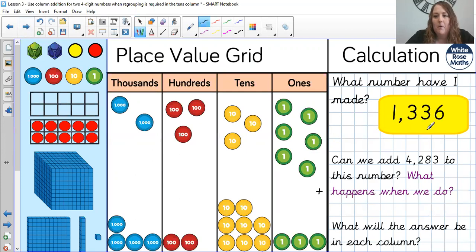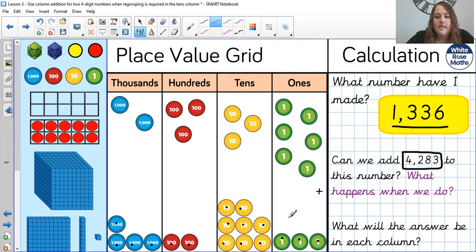Okay, so from our number 1,336, we are going to be adding 4,283 today. So let's just check I've got those in the right place. My thousands in the thousands, 1, 2, 3, 4. Hundreds in the hundreds, 1, 2. Tens in the tens, 1, 2, 3, 4, 5, 6, 7, 8. And ones in the ones, 1, 2, 3. So I've put the right amount of counters in each of the place values, but we now need to add this number together. So let's get started and see what happens.